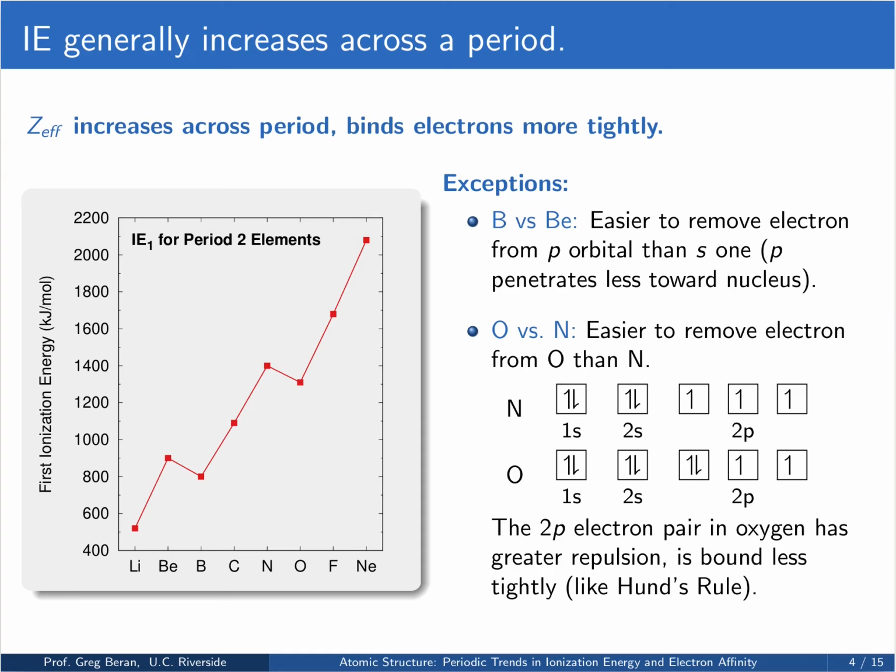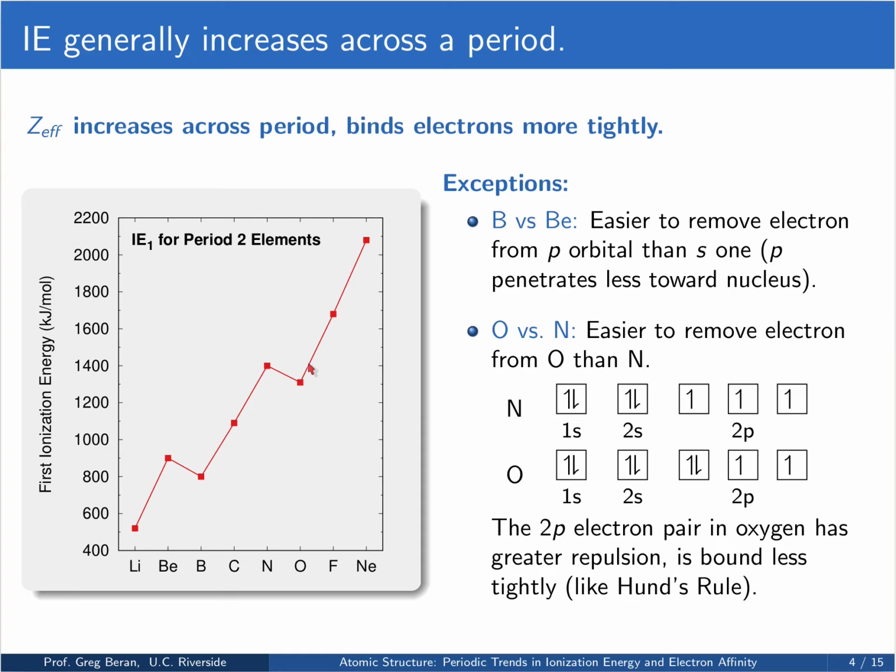But there are a couple obvious exceptions in this trend that you can see here. The first occurs between beryllium and boron. In that case, beryllium has a 2s2 configuration, while boron has a 2s2 2p1 configuration. It ends up being easier to remove the electron from the 2p orbital in boron than an electron from the 2s orbital in beryllium, because the s electron penetrates more closely to the nucleus. That means it experiences slightly stronger attraction to the nucleus.